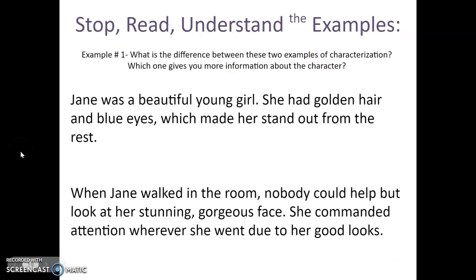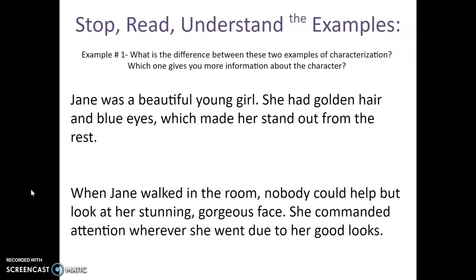All right, so we're going to look at these two examples about Jane. Both of these examples are going to tell us how she's such a beautiful girl and how she stands out from other people. But what I want you to be thinking about is, what is the difference between these two examples of characterization? How are they different from one another? They both say the same thing ultimately. And which one gives you more information about our character?